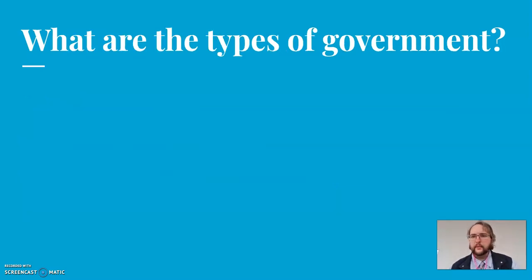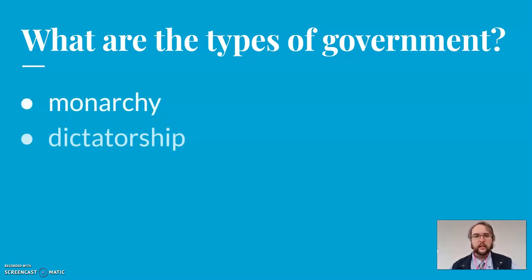What are the types of government? Now this week we talked about 3 different types of government. Now if you weren't here, you should have still read about them and completed your notes. But what are the 3 types of government? The first one is monarchy. The second one, dictatorship. And the third one, democracy.